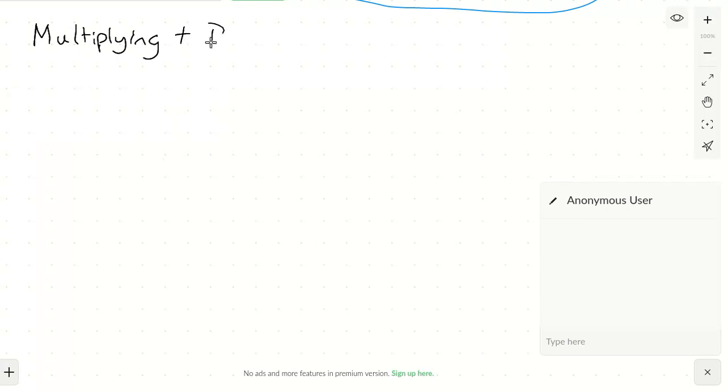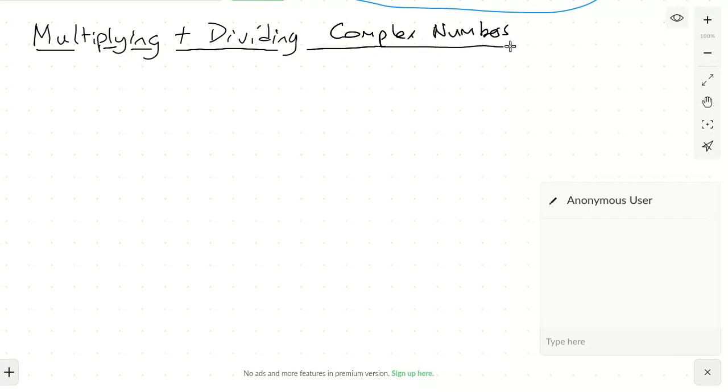Multiplying and dividing complex numbers in modulus argument form, we have some astounding results. Some really, really useful results. And you'll see why modulus argument form is popular, because things work so simply when you're using modulus argument form.